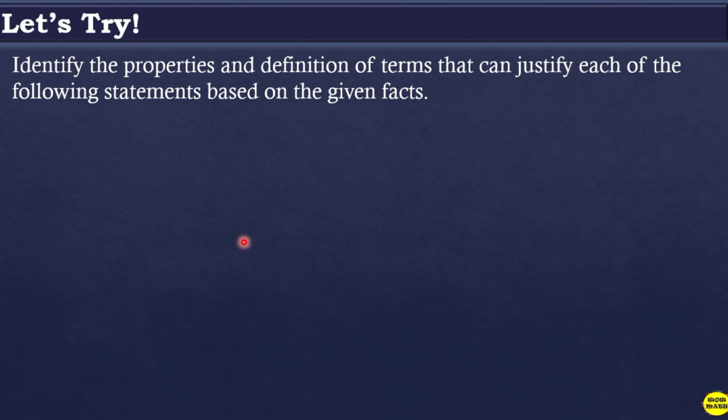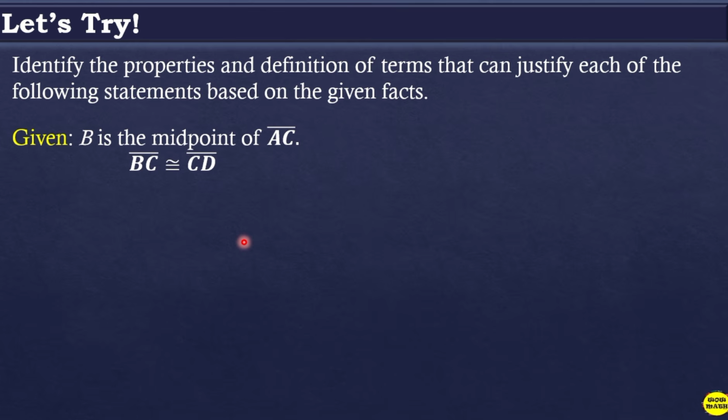So, let's try. Identify the properties and definition of terms that can justify each of the following statements based on the given facts. So meron tayo ditong given that B is the midpoint of segment AC. When we say midpoint, siya yung pinakagitna. So kung siya yung pinakagitna, hinahati niya, ang trabaho niya is hinahati niya yung segment into two congruent segments. Okay? Kasi midpoint, siya yung pinakagitna.